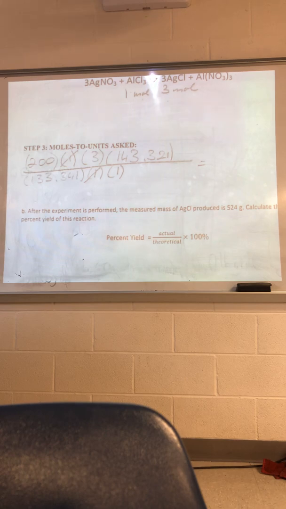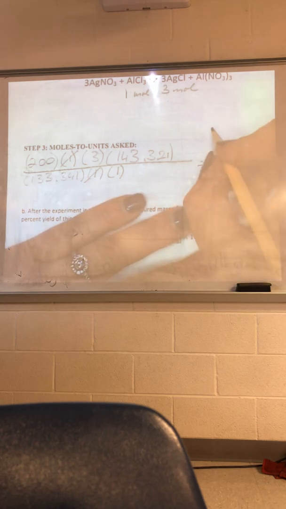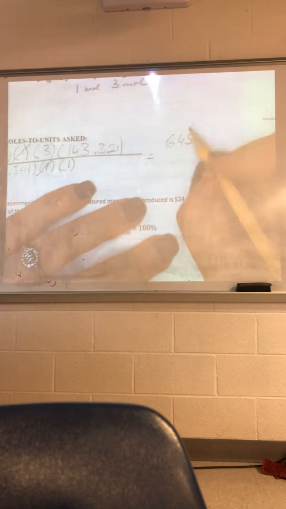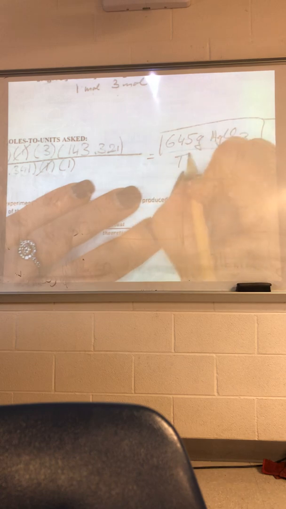What do I get, class? 644.907. AgCl. This is my theoretical yield.